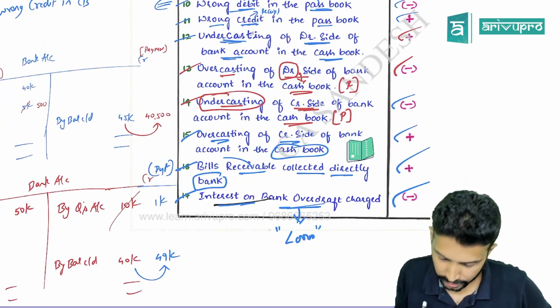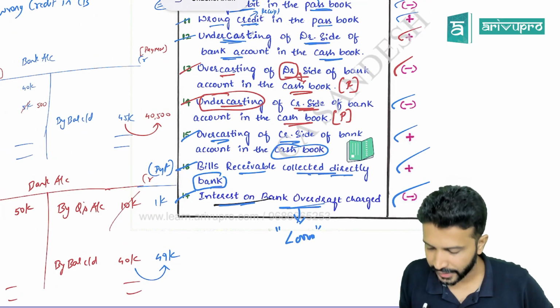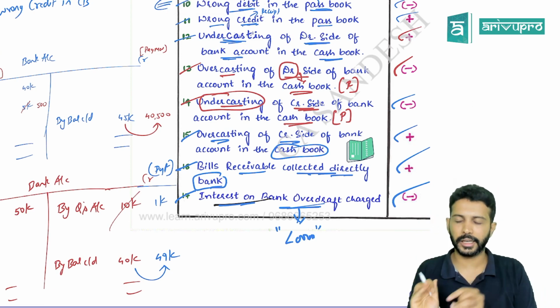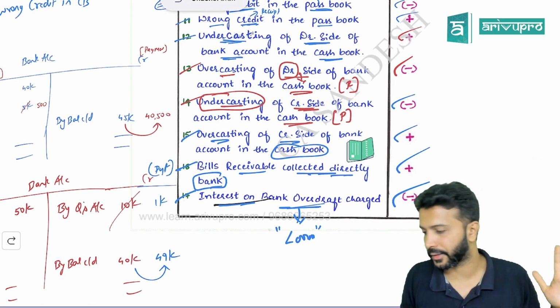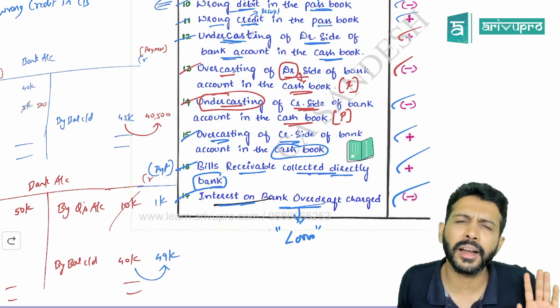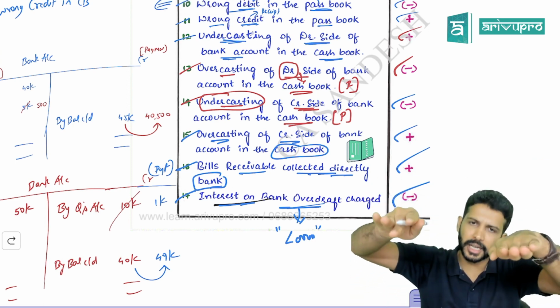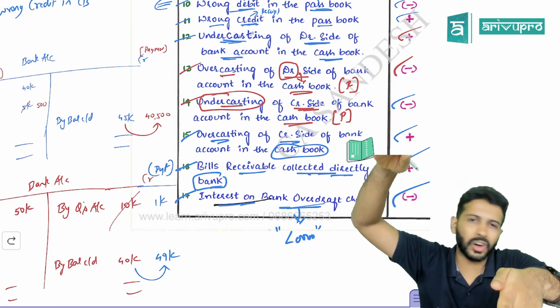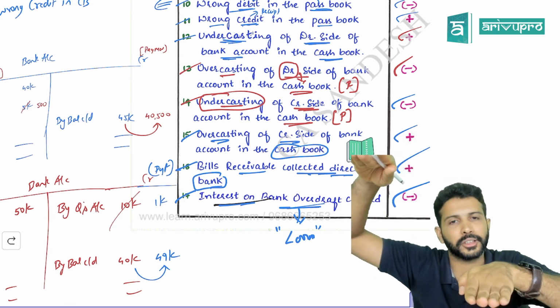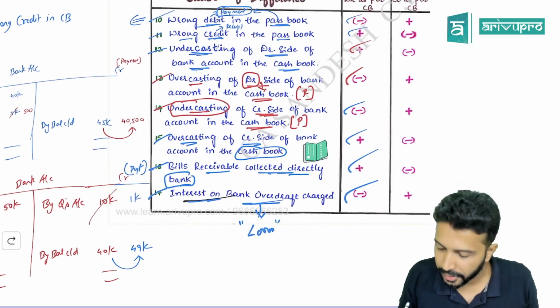Item 16 once again tells: bill receivable collected by the bank directly. For now, just understand this. We will discuss bill receivable a little later. Some money the bank has directly collected, which means the passbook balance has increased. We are not aware, so the cash book balance is as it is. Hence to reconcile, we add back.